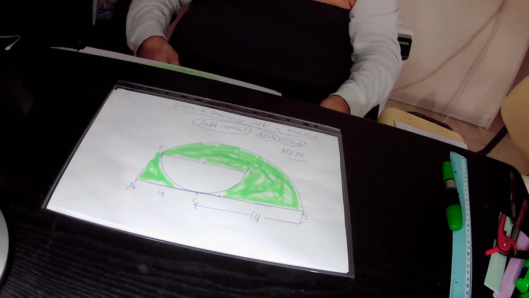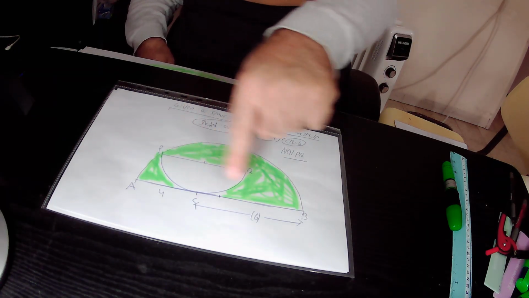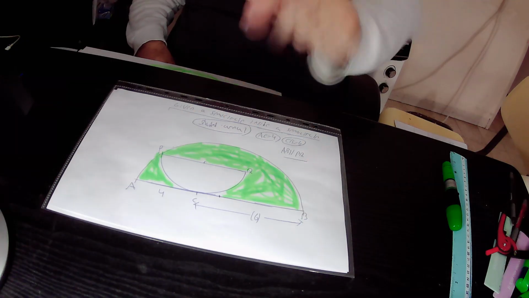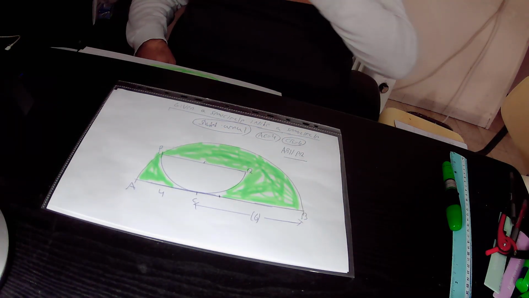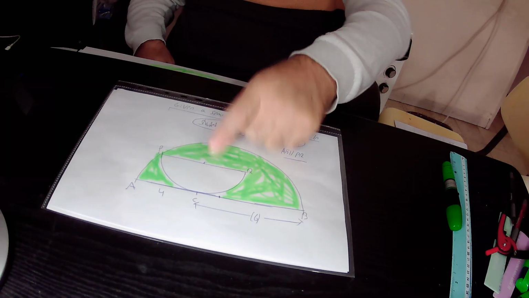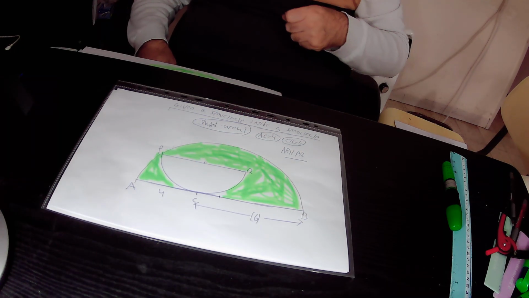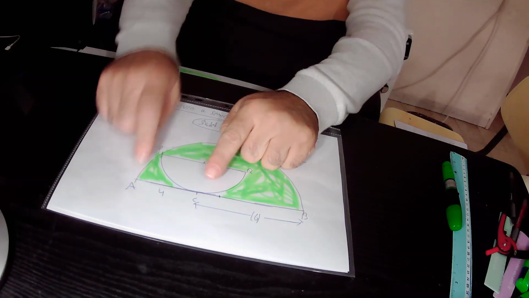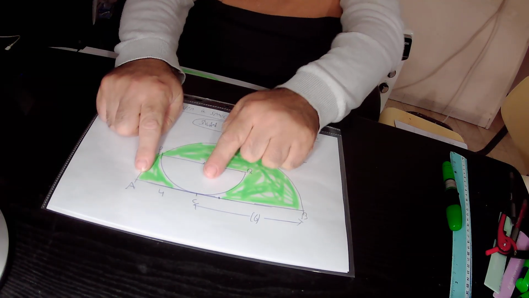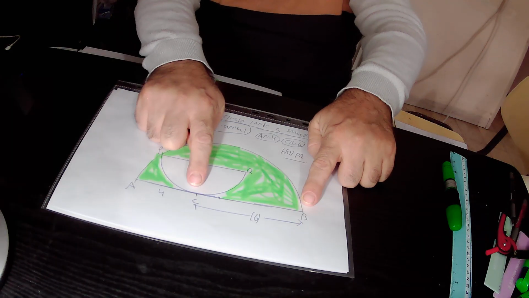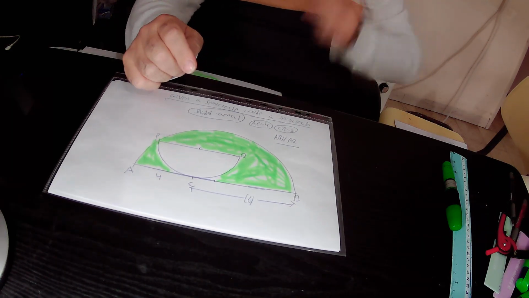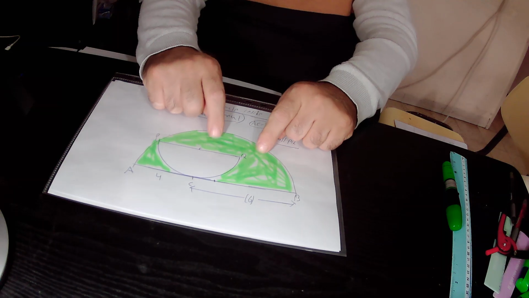Our task in the second question is to find the area of this green shape. So in the drawing we have two semicircles. This is the big semicircle. Inside this big semicircle we have this small semicircle. It is given in the question that the length of line AC is 4 units, and line CB equals 6 units in length. Again, our task is to find the area of this green shape.